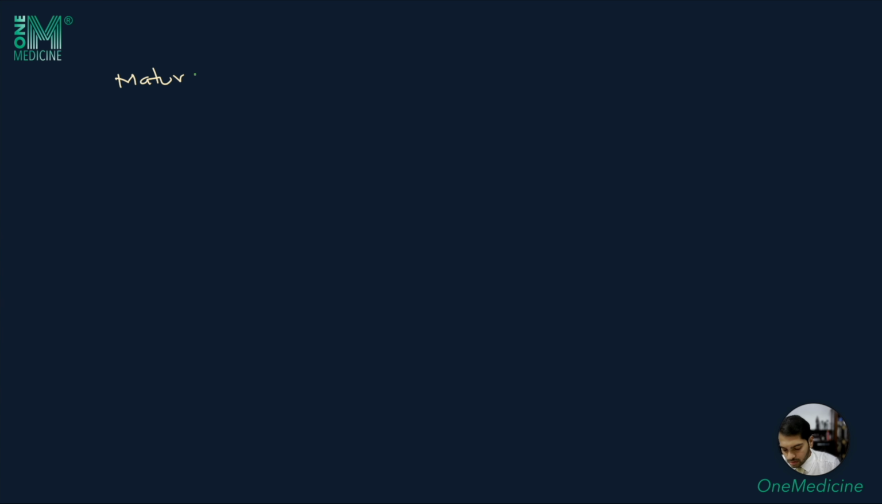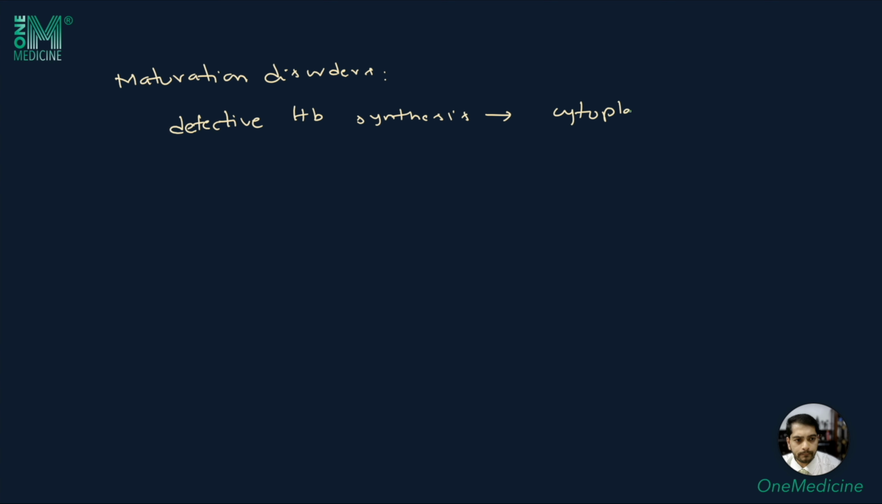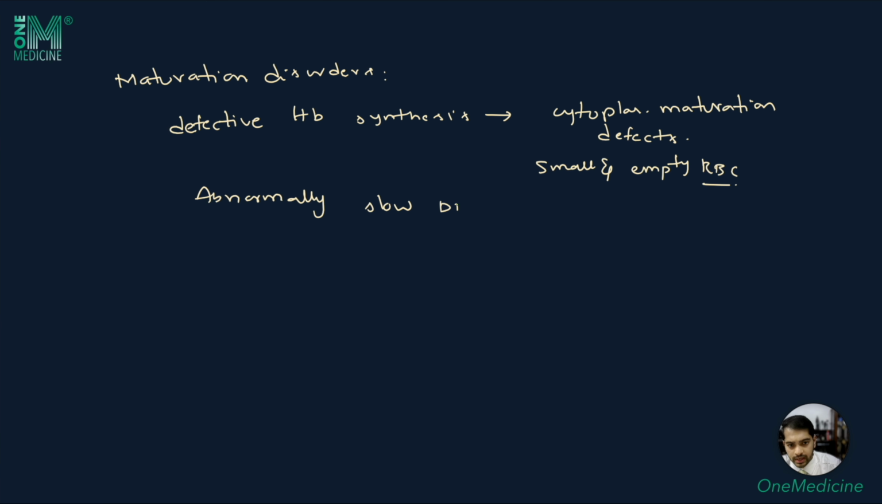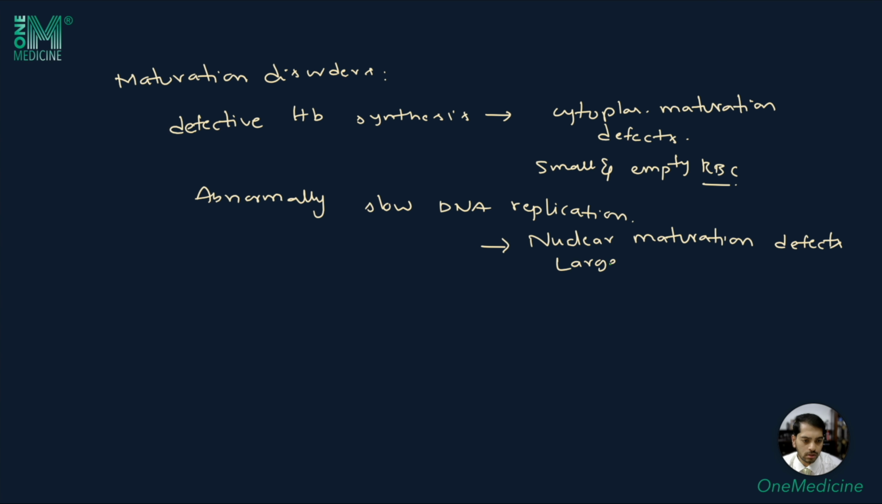Next, there are maturation disorders. These result either from defective hemoglobin synthesis, leading to defective cytoplasmic maturation and small and empty red blood cells, or abnormally slow DNA replication, leading to nuclear maturation defects, where there are large RBCs.